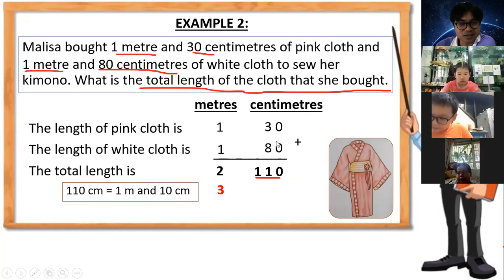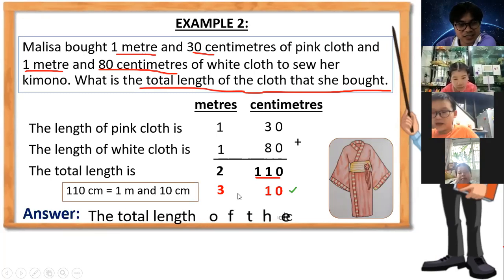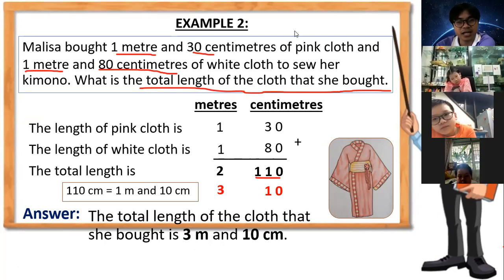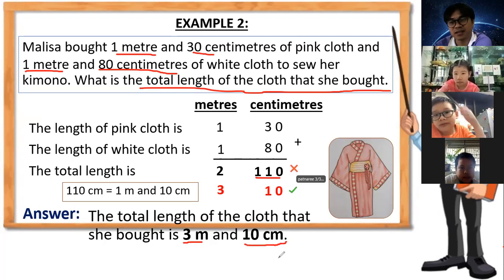So you can do it like this also. 3 meters and 10 centimeters, the same result. So the answer, the total length of the cloth that she bought, is 3 meters and 10 centimeters. Mini, I just put here 110.